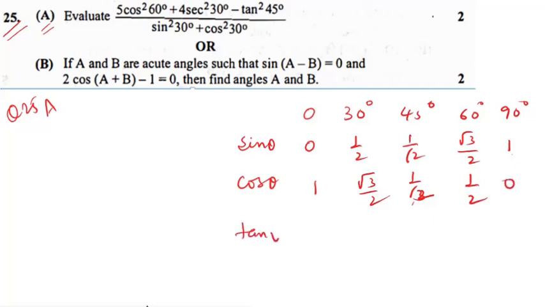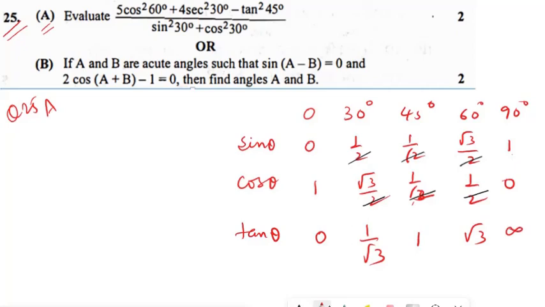Then tan theta is equal to sin theta divided by cos theta. 0 divided by 1 is 0. Half divided by root 3 by 2, so here this will be cancelled and we'll be left with 1 by root 3. Now at 45 degree, root 2 will be cancelled and we'll be left with 1. Then at 60 degree, 2 will be cancelled, we'll get root 3, and here 1 divided by 0 is infinity.